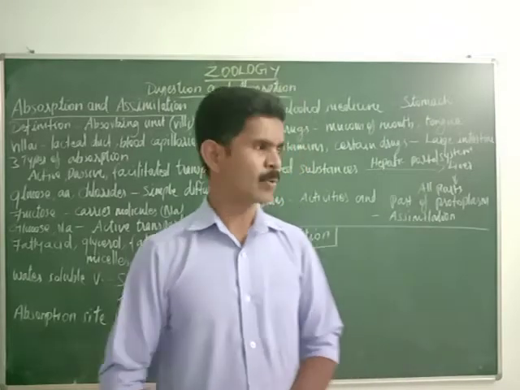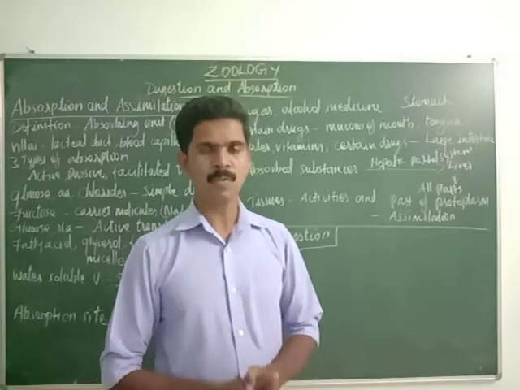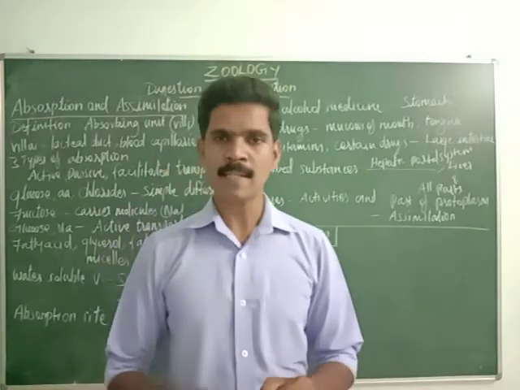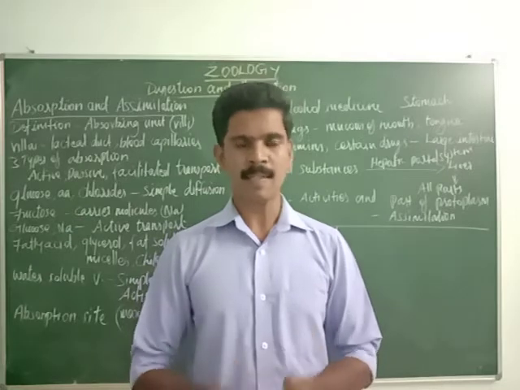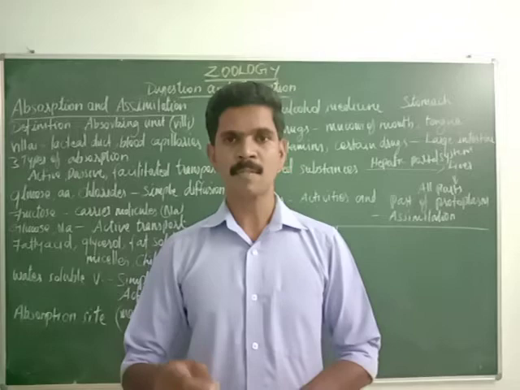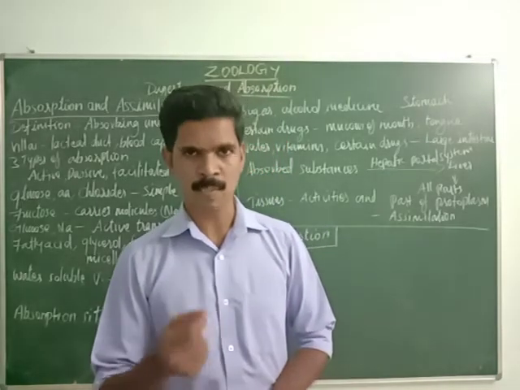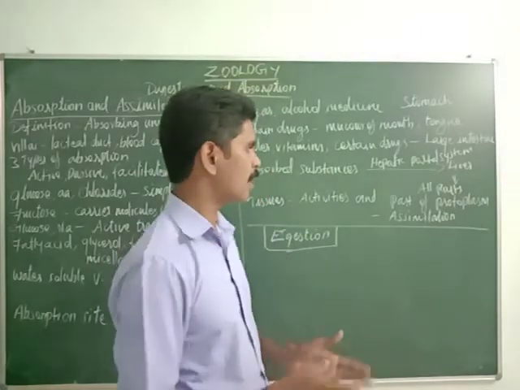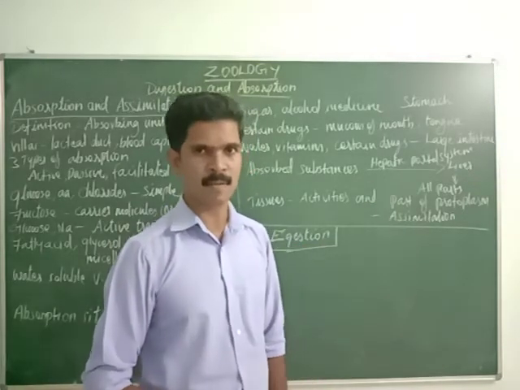Understand? So let me repeat this point. All the absorbed food substances are transported to the liver through the hepatic portal system. Then from the liver, these substances are transported to all the other parts of the body. When these substances enter the cells, they provide energy. That means the cells use these food substances to produce energy, and in some cells, these substances become a component of the protoplasm. This process is called assimilation.